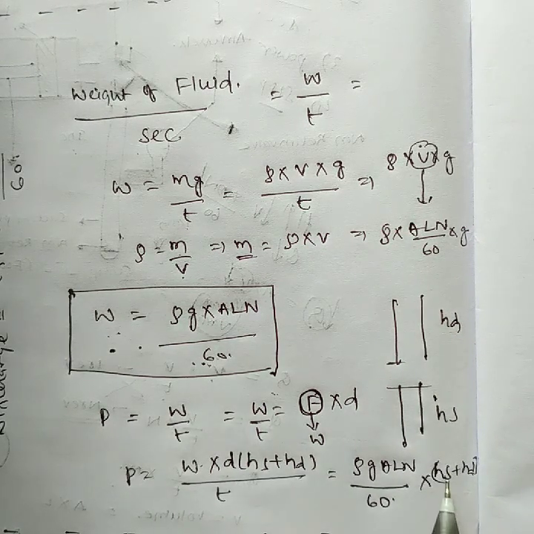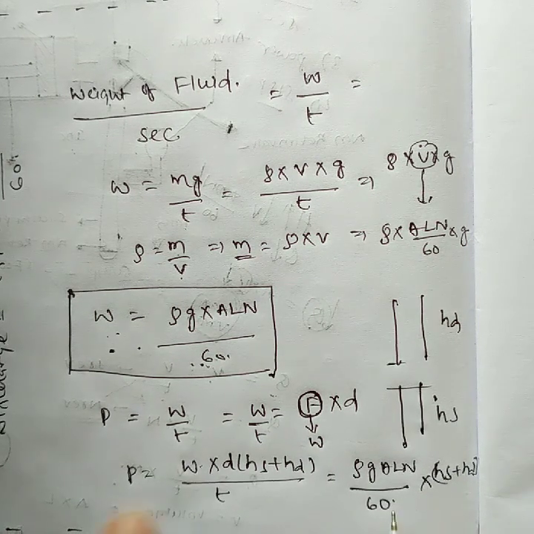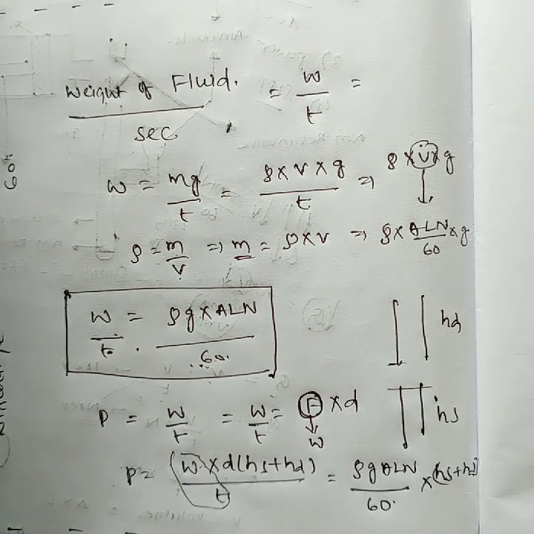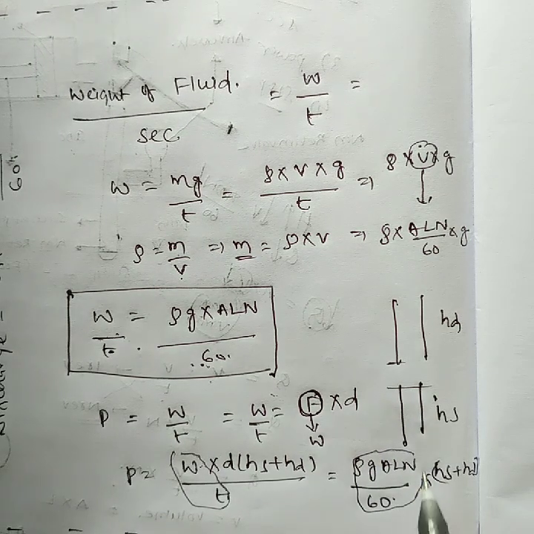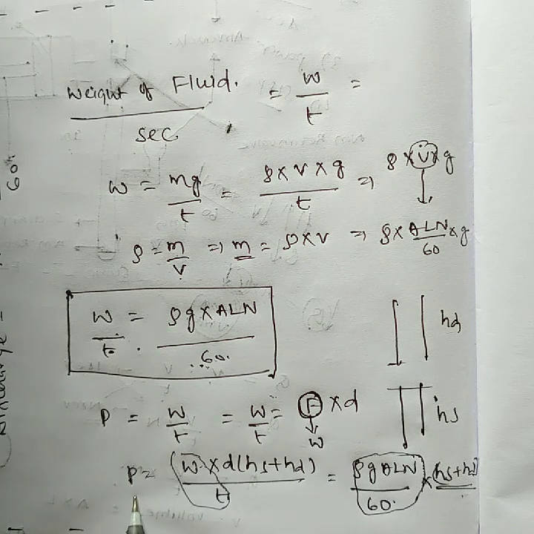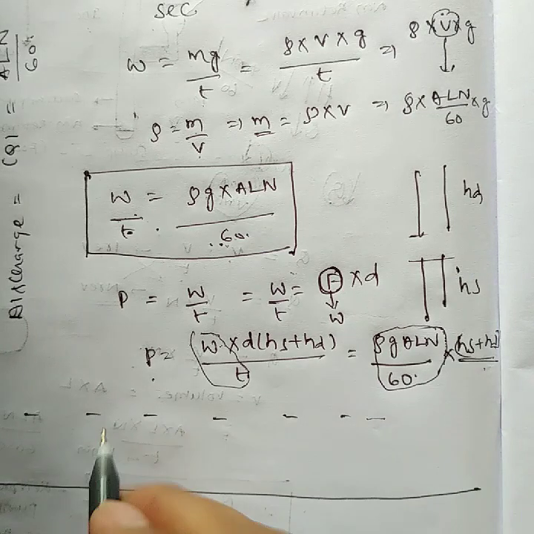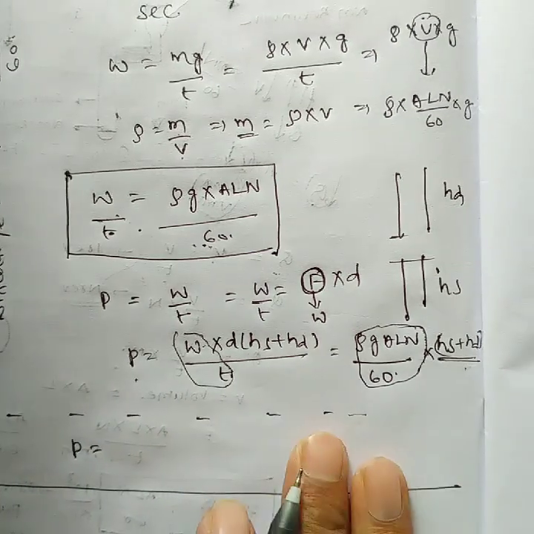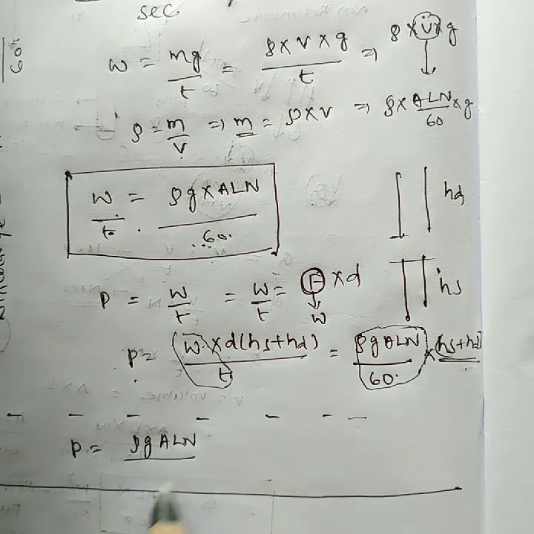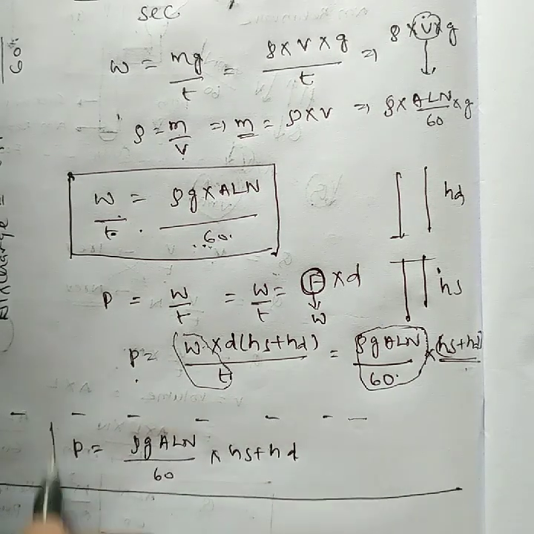Simply you can write it as this one. This is the weight of the fluid per second, and this is the discharge. Finally you are getting the discharge; this is the formula. You can simply use this formula. So what is the power equal to? Power is equal to rho g ALN by 60 into HS plus HD. This is the final formula.